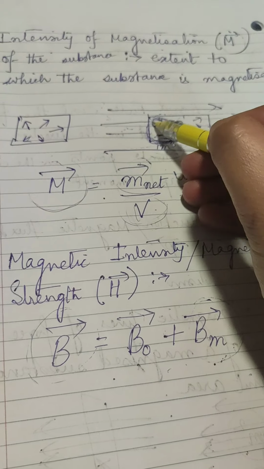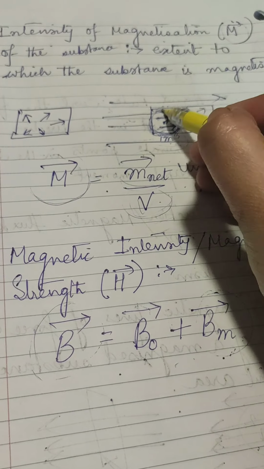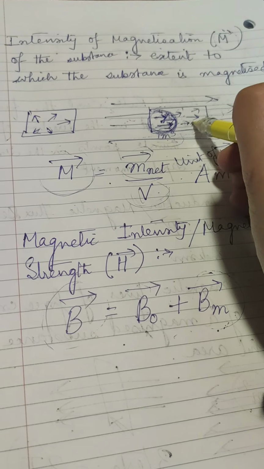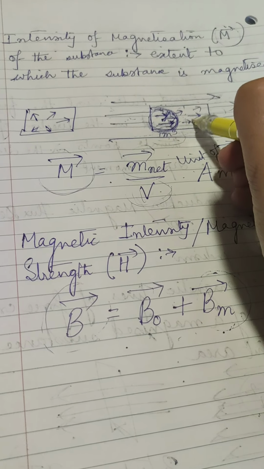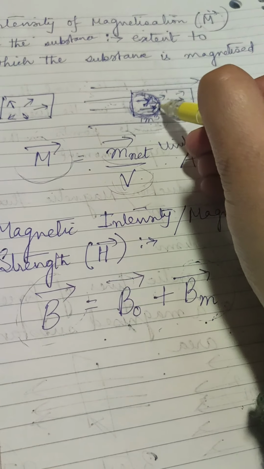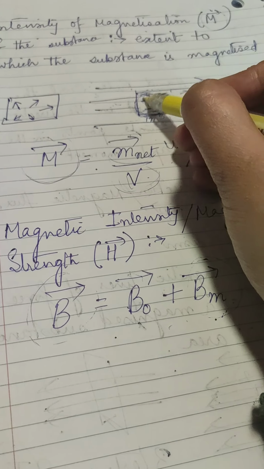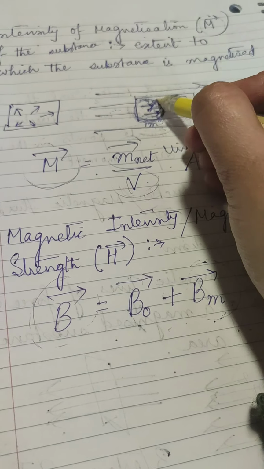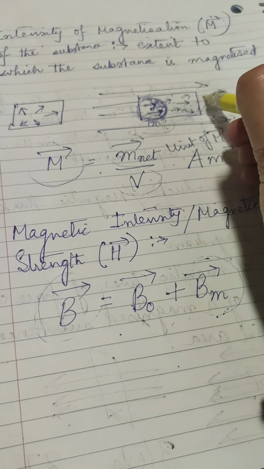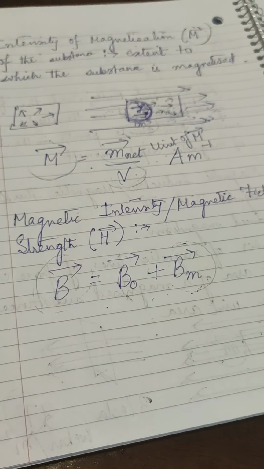Okay, so what I'm trying to say here is that this magnetized bar, however much the substance is magnetized, has its own magnetic field, and its lines of force are in the same direction as that of the original field inside the bar. The external field lines are passing through the bar. The lines of force of the magnetized bar are in the same direction as the external field that is passing through the bar, or the original field inside the bar.